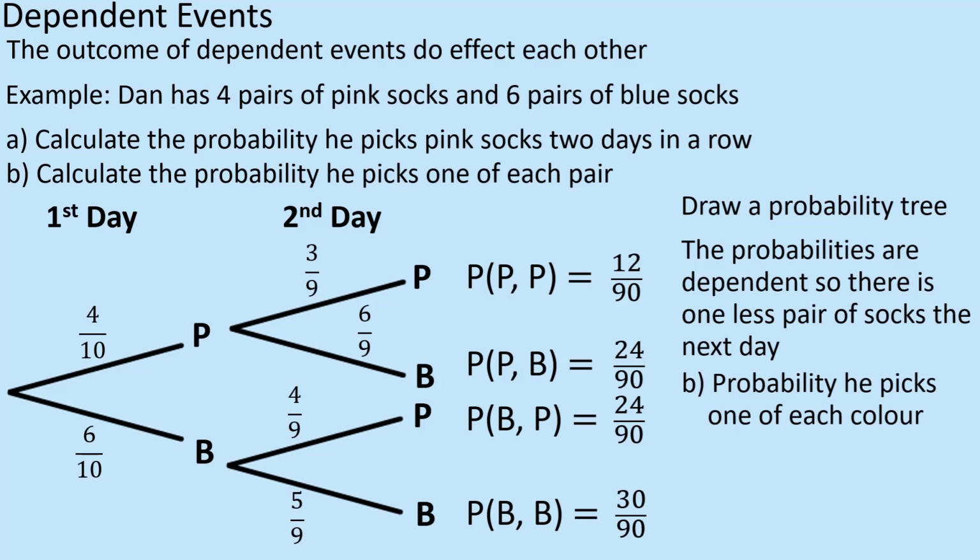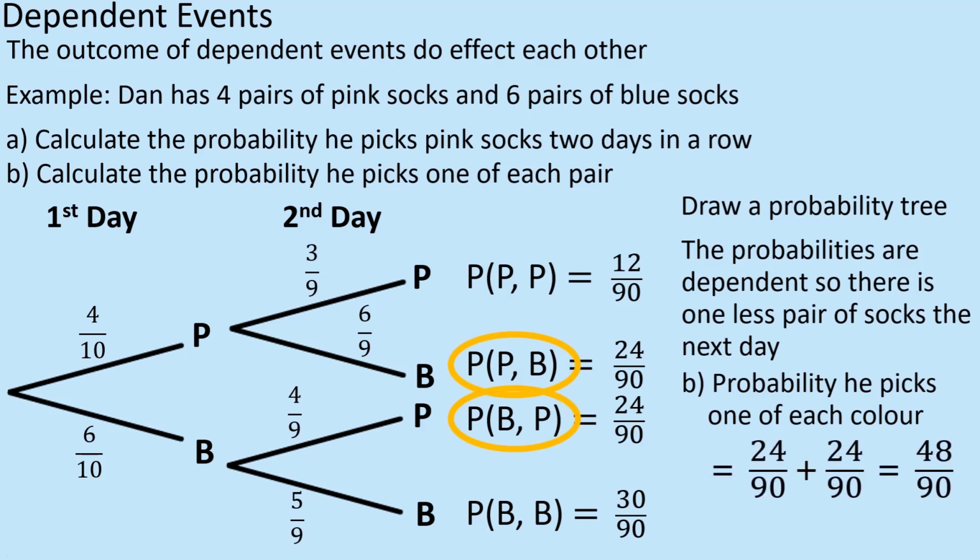So the probability he picks one of each colour. All right, so one of each colour, it has to be these 2, doesn't it? All right, these are the only options you've currently got, is that one or that one. And again, think about what I'm saying, is that one or that one. So if I'm doing that or that, then I add the 2 fractions together. So it's going to be 24 over 90 plus 24, right? It's going to be 48 over 90.